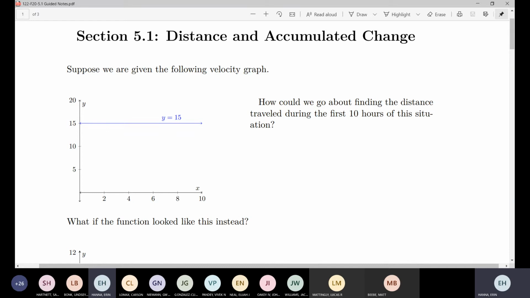So chapter 5. We're now no longer talking about derivatives. We're talking about something else that's somewhat related to derivatives, but not derivatives. So accumulated change and distance. I read that backwards. So suppose we're given the following velocity graph.